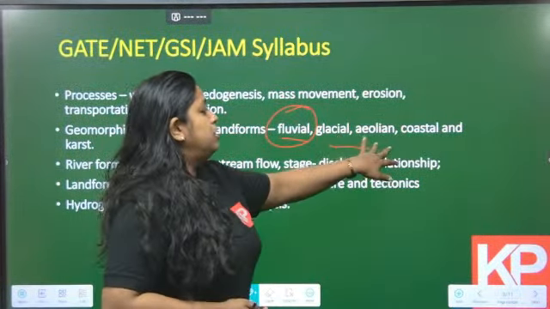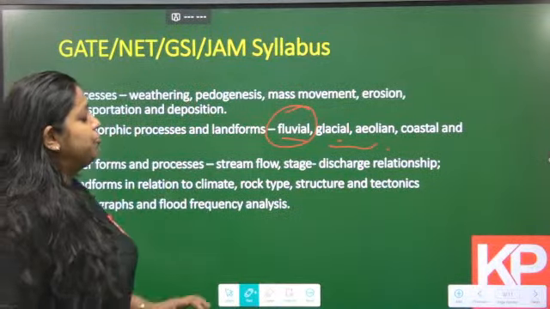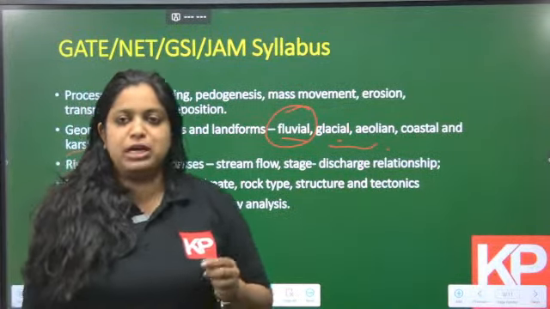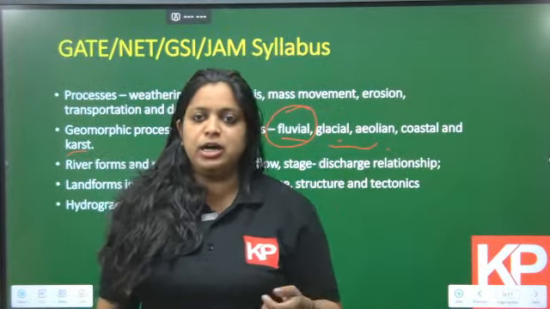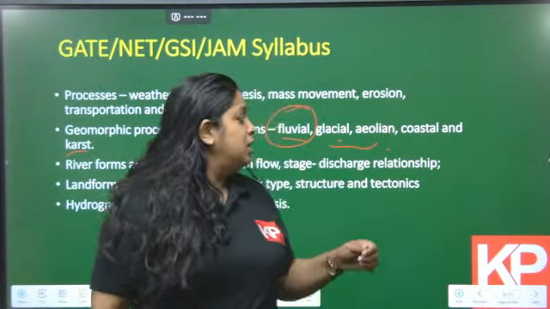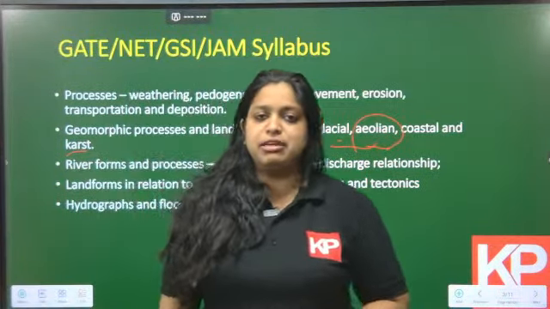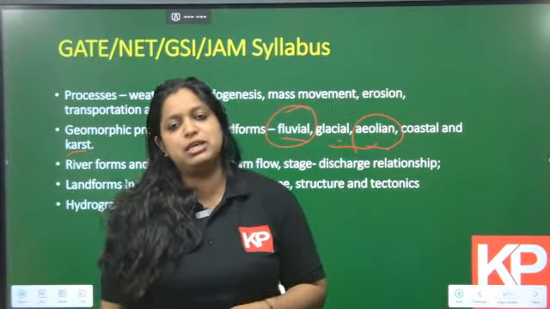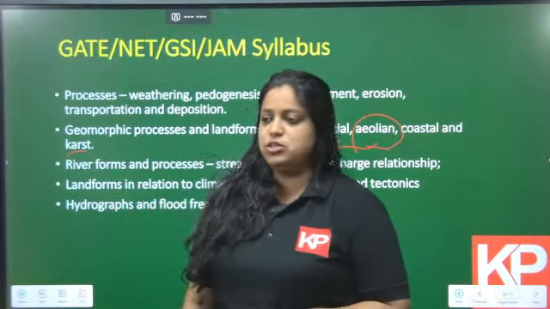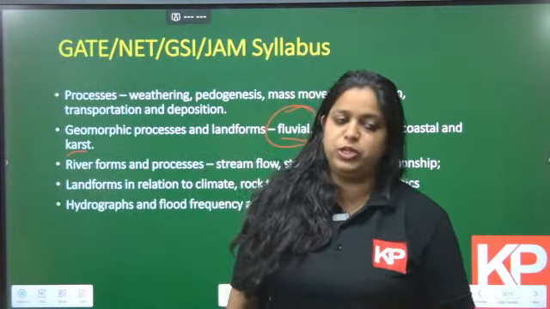Glacial, aeolian, coastal and karst topography landforms and definitions are also important. Processes are not much required, but you should have an idea. NET CSIR also asks about aeolian landforms, especially the different types of dunes and the properties associated with them. The properties associated with the formation of different types of dunes are very important.